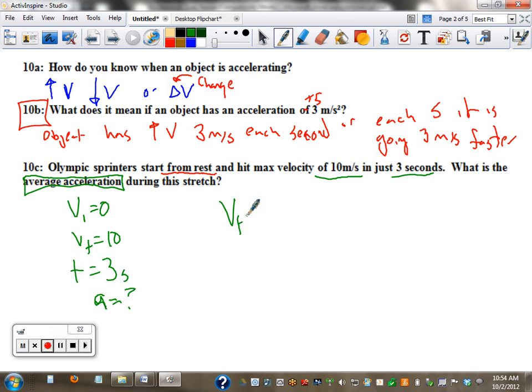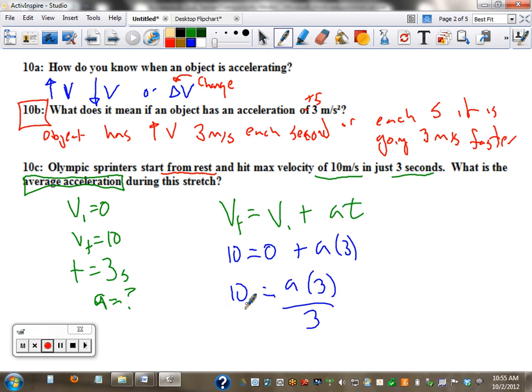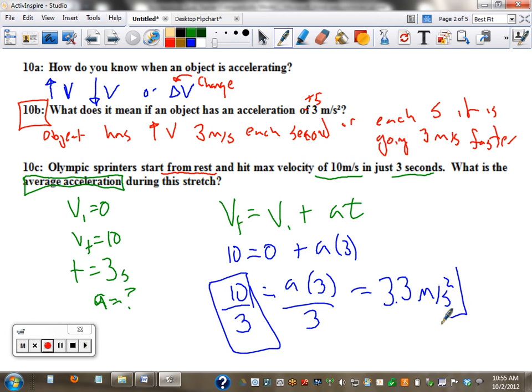So we have velocity final equals velocity initial plus acceleration times time. Plug in our stuff and solve for acceleration. So we have 10 equals 0 plus acceleration times 3. 10 equals acceleration times 3. Divide by 3. Divide by 3. Acceleration equals that, which is the same as 3.3 meters per second squared. The units must be correct or it won't count. Next part.